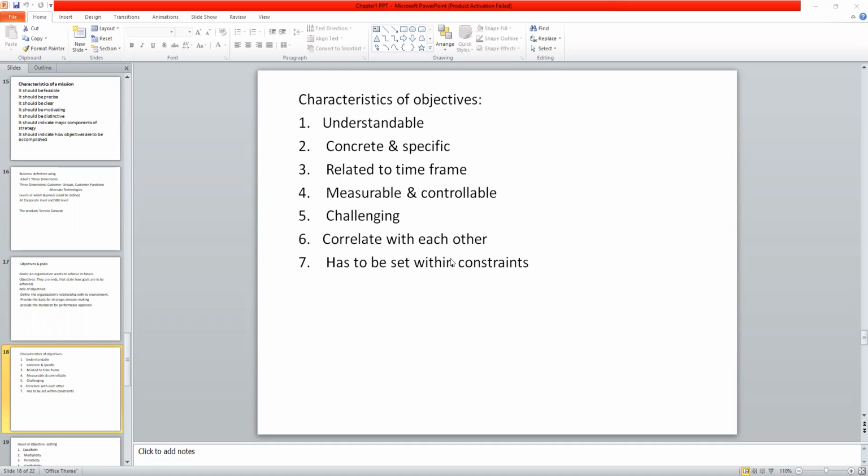Objectives should be set within the constraints. There are many limitations or constraints. Sometimes there are internal problems, sometimes external problems, which have to be taken into consideration when the objectives are set. Suppose there is a problem with reference to technology, and the company has limitations as far as technology is concerned, then it should not think of having those objectives where technology plays a very vital role.